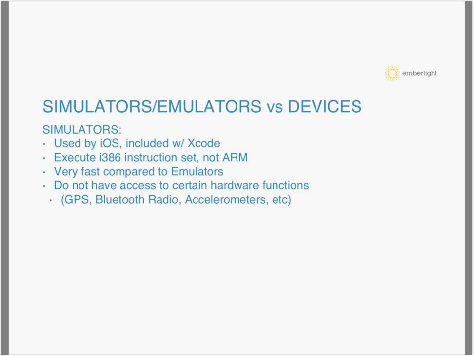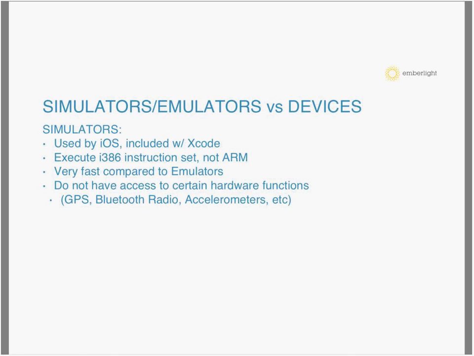In practice, this doesn't mean a whole lot, but it's important to understand that builds for simulators won't run on devices, and vice versa, and that the reason is because the instruction sets are different. Also, because they're compiled for the instruction set of your Mac, they're really fast compared to emulators. So when you're interacting with an iOS simulator, it's pretty quick.